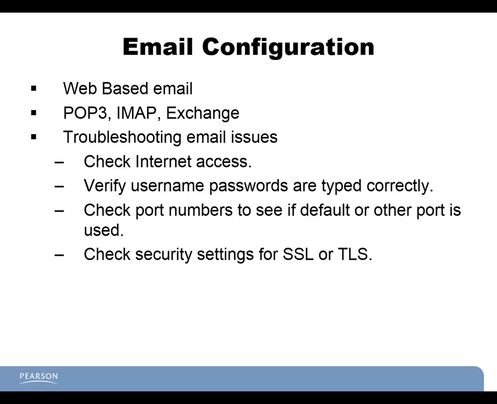In troubleshooting email issues, especially with mobile devices, check internet access. If you don't have access to either Wi-Fi or cellular data, you're not going to be able to get email on your phone. Verify that your usernames and passwords are typed correctly. If you're like me and you change your password on Gmail every couple of months, you're going to need to change it on all your devices or they won't be able to connect. Also, make sure you're using the right port numbers and that the security settings are correct.